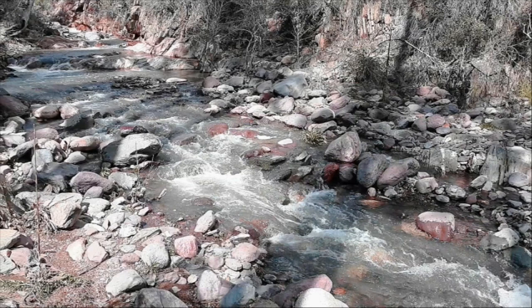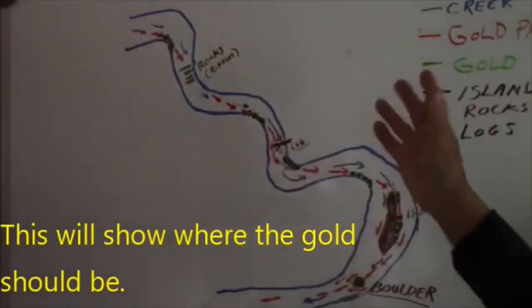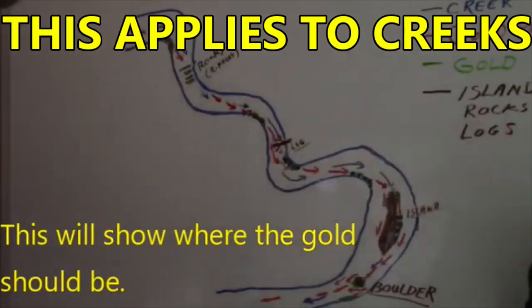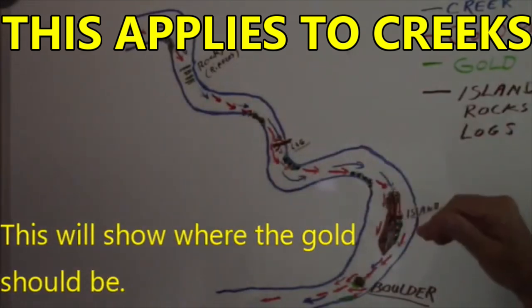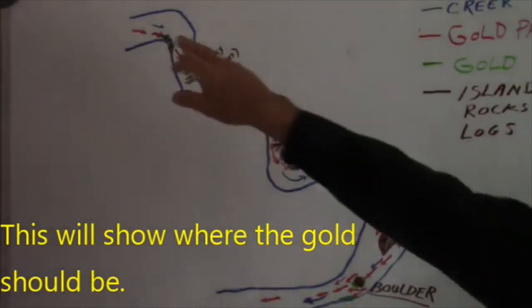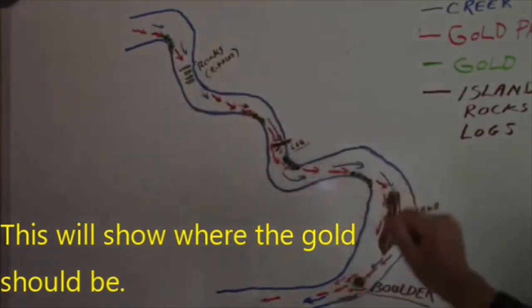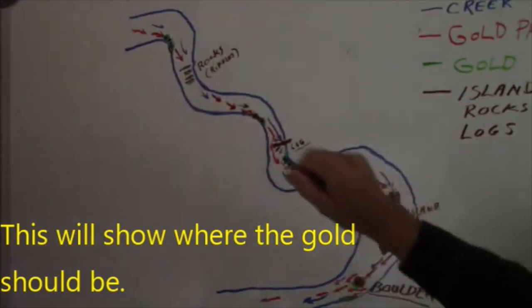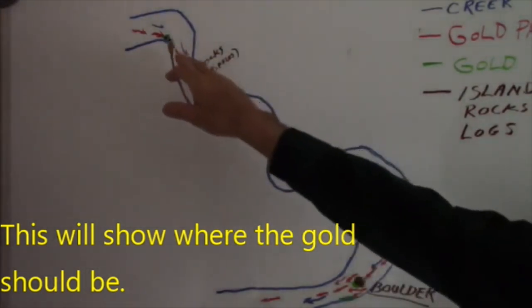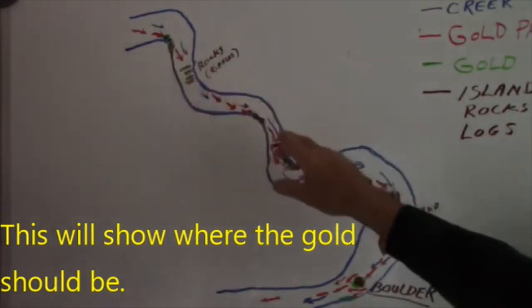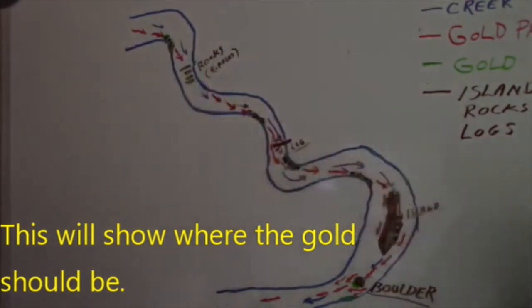Now I'll show you two ways that you can figure that out. It can be anywhere, a creek like this. It can be even a river that flows like this. The blue arrows show the flow of the water. The red arrows are showing the gold path through this whole creek area.